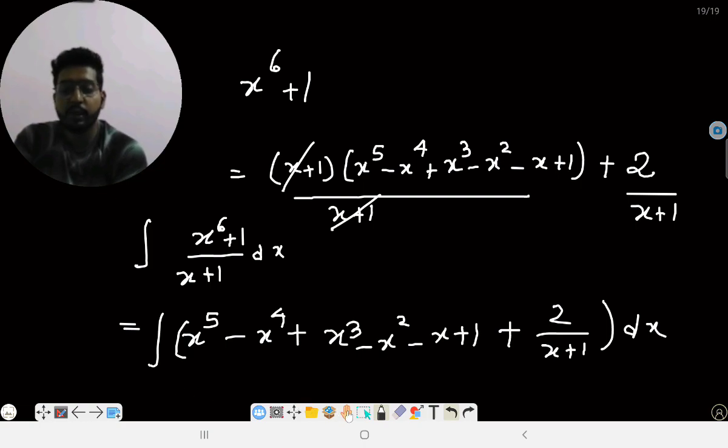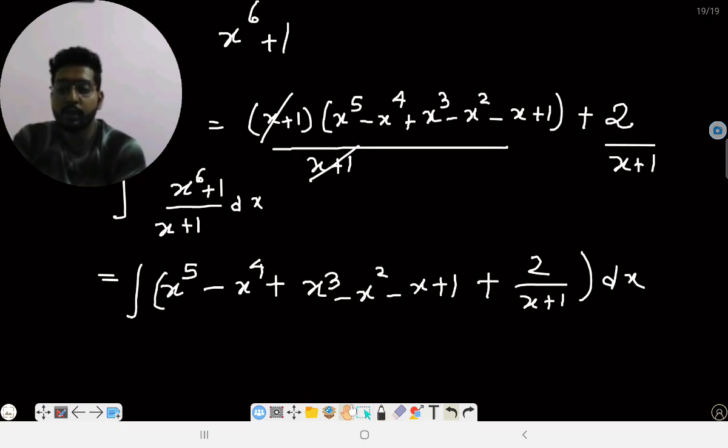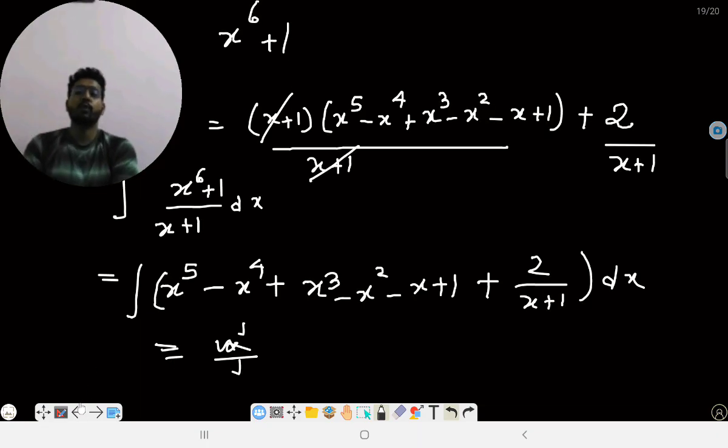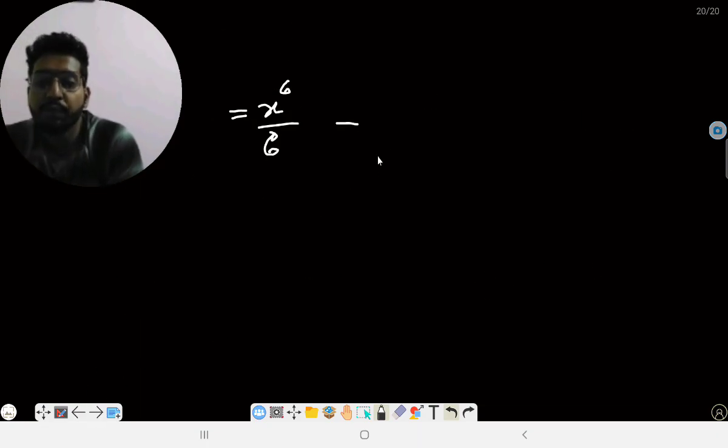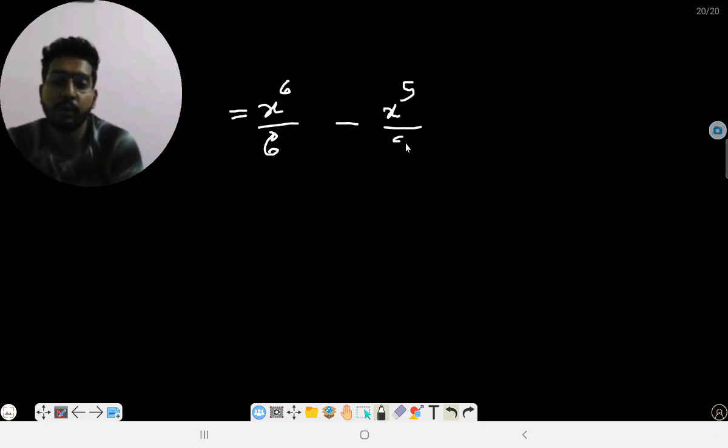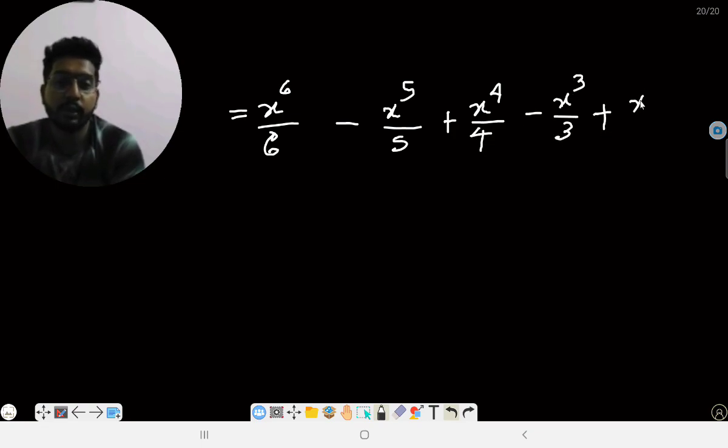Now the integration is very easy. X to the power 5, we know the integration of x to the power 5. So what is the integration? The integration will be x to the power 6 by 6. Okay, so the integration will be x to the power 6 by 6 minus, then the next step is x to the power 4. Now what is the integration of x to the power 4? That is x to the power 5 by 5, then it will be x to the power 4 by 4 minus, that is x cube by 3 plus x square by 2 minus, then integration of 1.